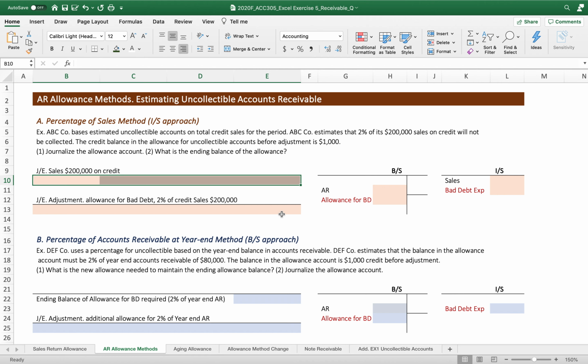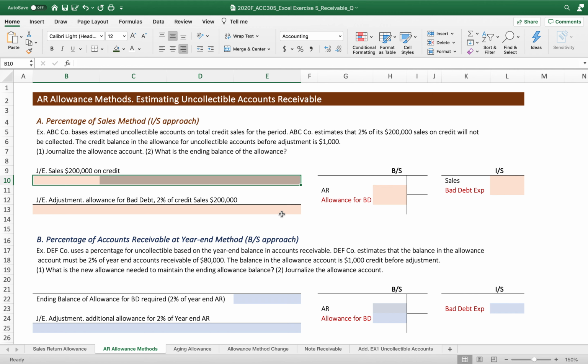Hello students, let's talk about the accounts receivable allowance method to estimate uncollectible accounts receivable. We cannot guarantee that 100% of accounts receivable can be collected if we have millions of customers on credit transactions.